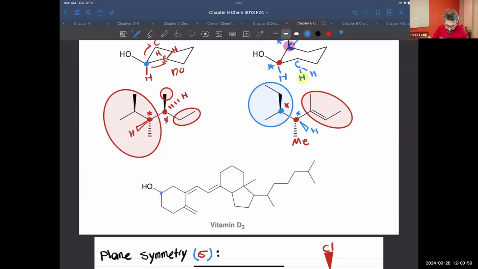Let's find them. You start from here, 1. Next one is here, 2, 3, and you have 4, and that's number 5. This is not a stereocenter, and the reason is that you have 2 identical substituents attached to it.